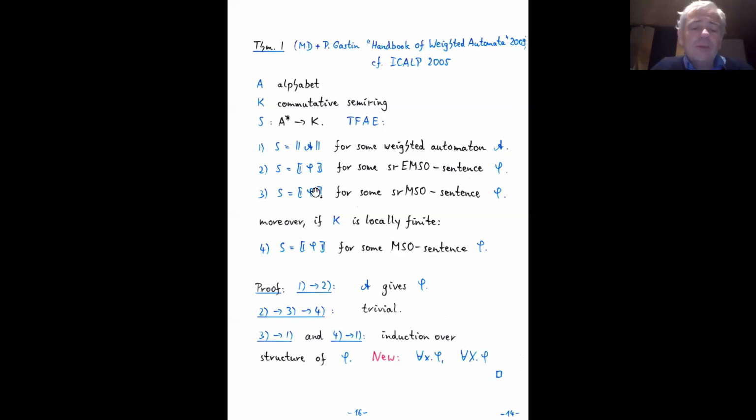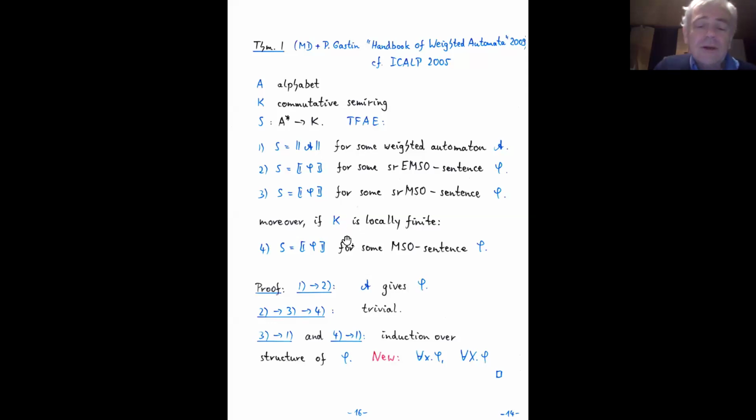The proof, 1 implies 2. This works by analyzing the structure of the automaton and describing it by a sentence phi. 2 implies 3 and 3 implies 4 is trivial because we allow more and more sentences. So the work is to show 3 implies 1 and 4 implies 1 under the assumption that K is locally finite.